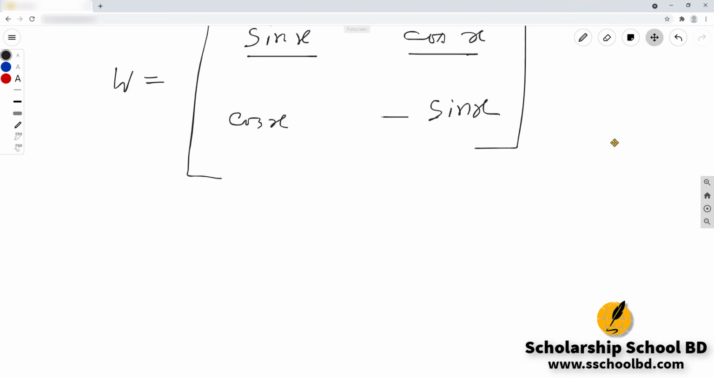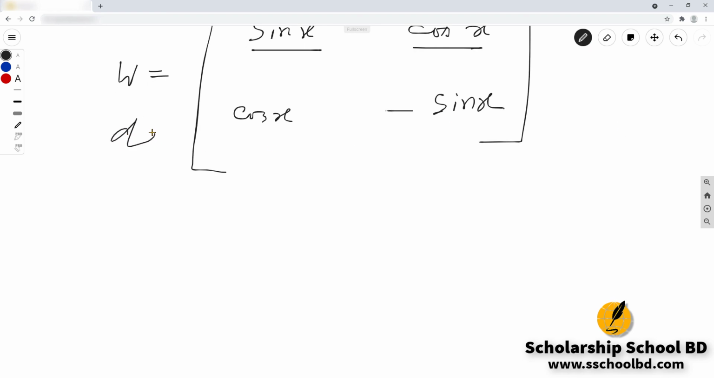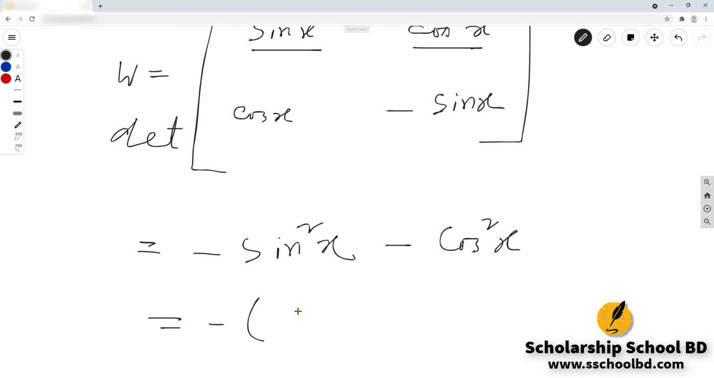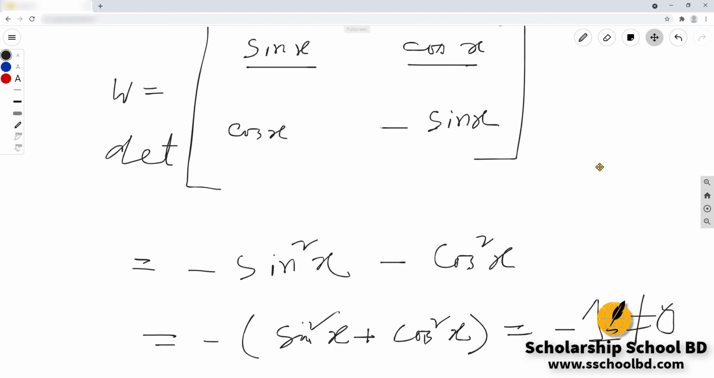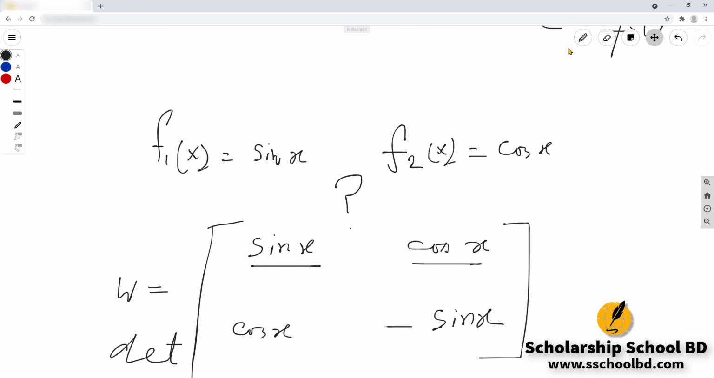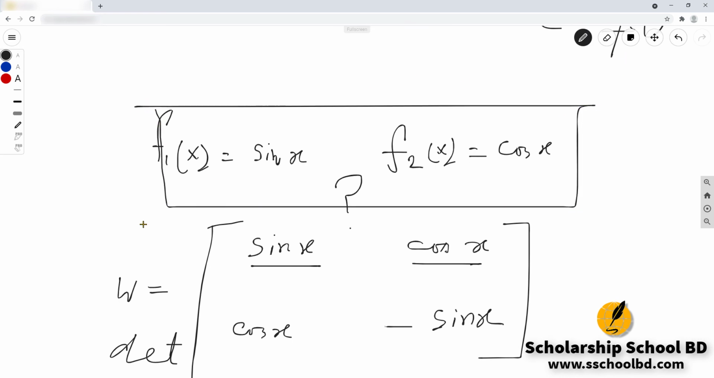And if I further simplify by taking the determinant of this matrix, this is negative sine square x minus cos square x. So it turns out to be minus of sine square x plus cos square x, which is equal to minus 1, which is not equal to 0. So the given two functions f1 and f2 are basically linearly independent, all right?